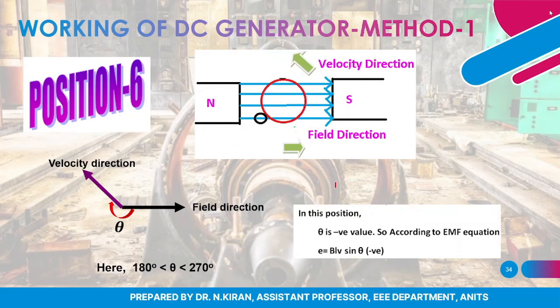When the conductor comes to this position, you can see the field direction obviously will not change. The velocity component at this position will be somewhere here in this direction, and the angle existing between them will be somewhere in between 180 degrees and 270 degrees. In this range, we know that sine value is negative, therefore the EMF induced at this position will be some negative value.